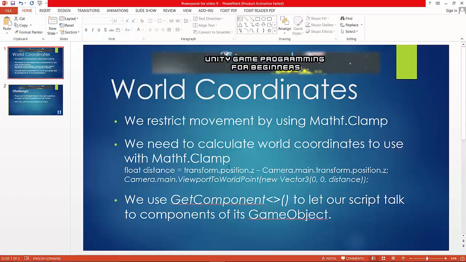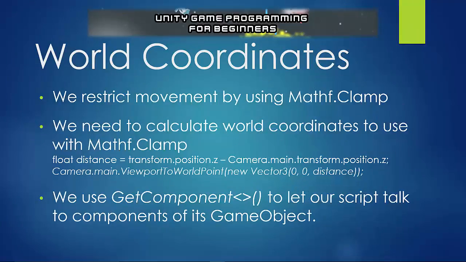So let's just open up PowerPoint and take a look quick. We're going to have to be dealing with world coordinates here. And the way we restrict movement of objects that we control is by using something called Mathf.Clamp. Basically, what we need to do is calculate Unity's world coordinates so Mathf.Clamp can understand it. Mathf.Clamp is a way of restricting an object between two points, either maximum height or maximum width, and the minimum height or minimum width.